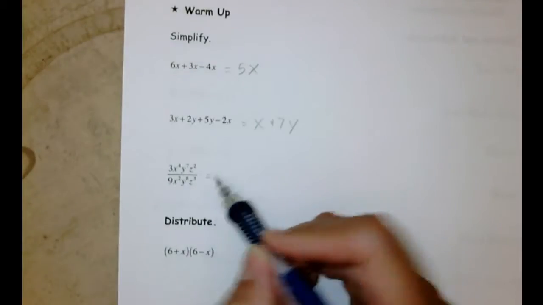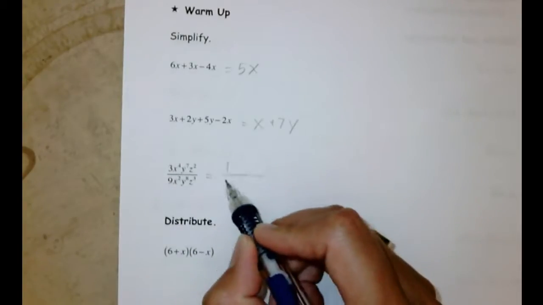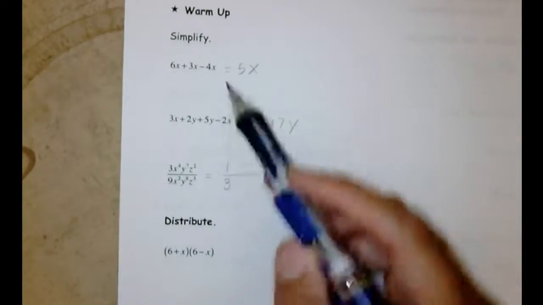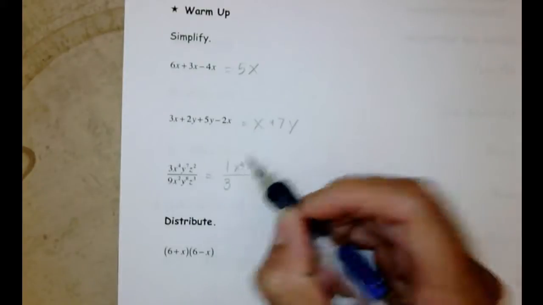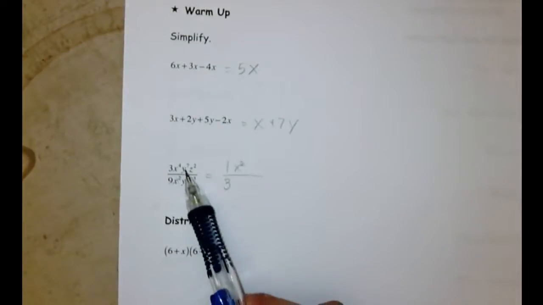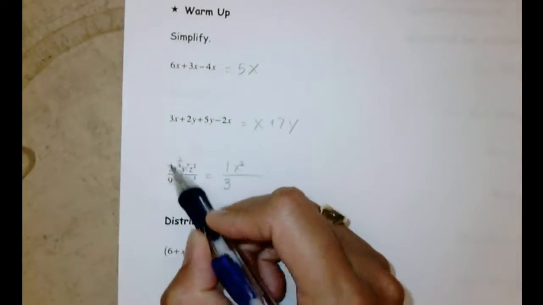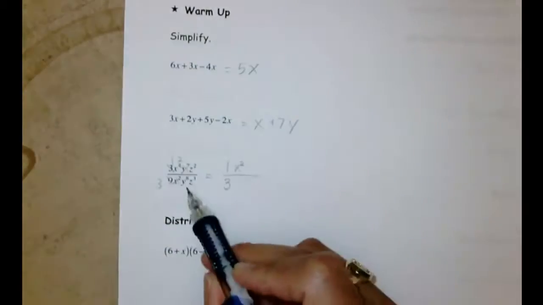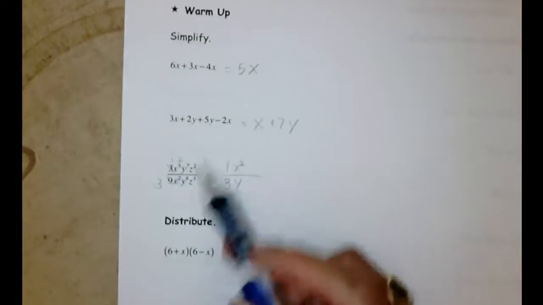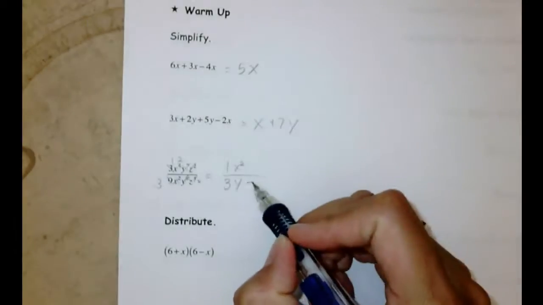Okay, here you can divide the constant and then each variable, but not combine them. So the 3/9 is 1/3. There are 2 x's and there are 4 x's, so the 2 x's is going to stay here. This is going to go away. There is 1 y and 7 y, so this y is going to go away, and this is going to stay 1 y. And there is 2 z's and 3 z's, so this is going to go away, and this is going to be 2.